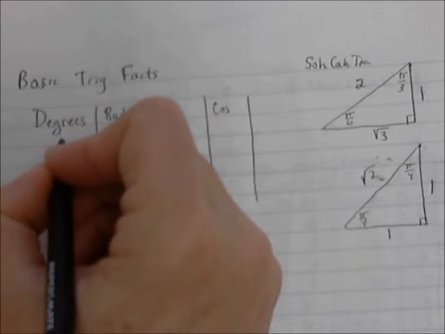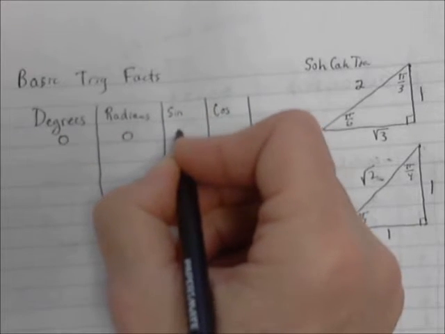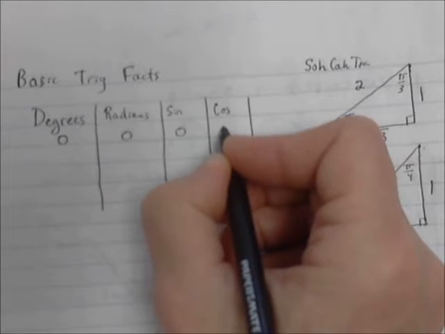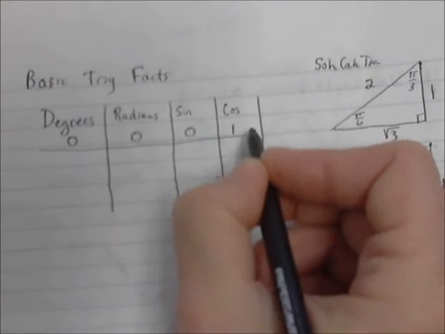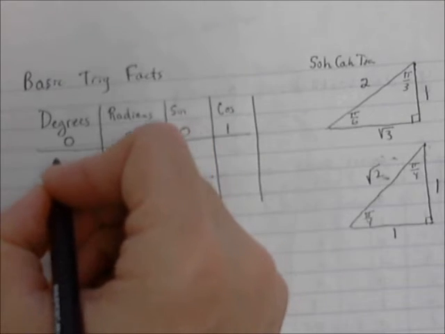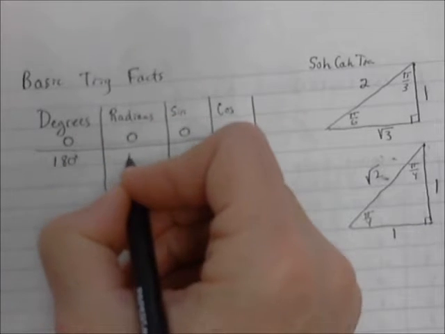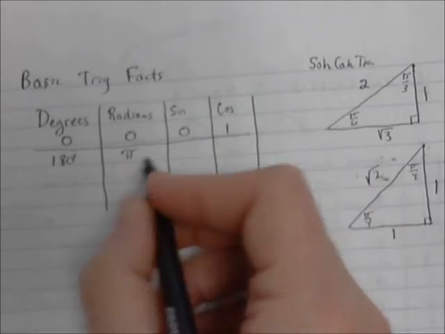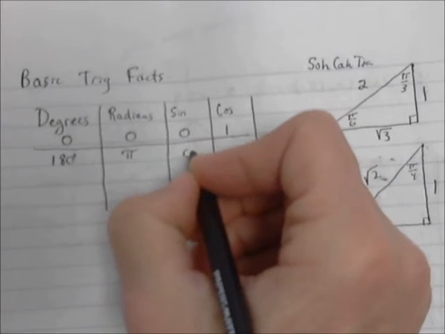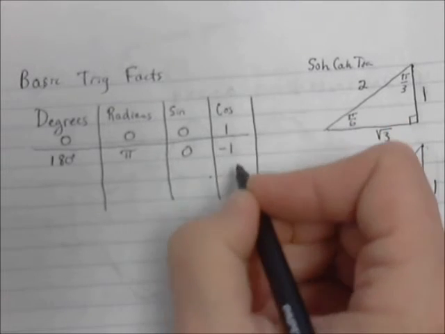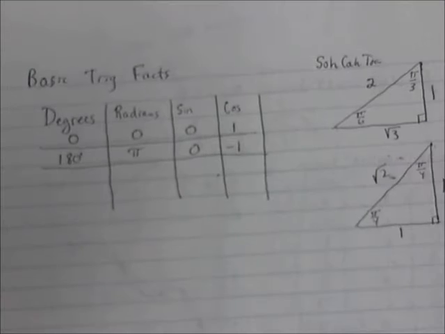So in degrees, if you have a 0 degree angle, of course it's 0 radians, and the sine of 0 degrees is 0, but the cosine of 0 is 1. I think we know that from our graph. The next important angle, I'll call it 180 degrees. 180 degrees is important because that's pi radians, and the other special angles can come from pi. The sine of pi radians is 0, and the cosine of pi radians is -1. Again, you can get that off the graph of the cosine.